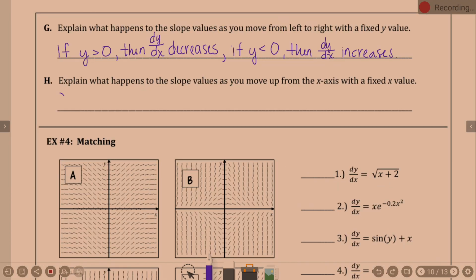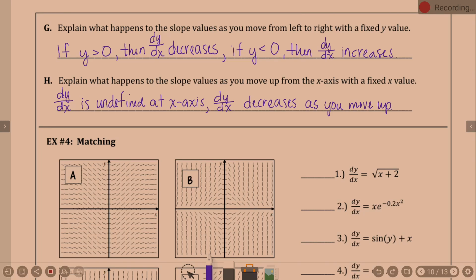So I'm going to write that real quick. That's undefined at the x-axis, and it decreases as you move up. Okay.